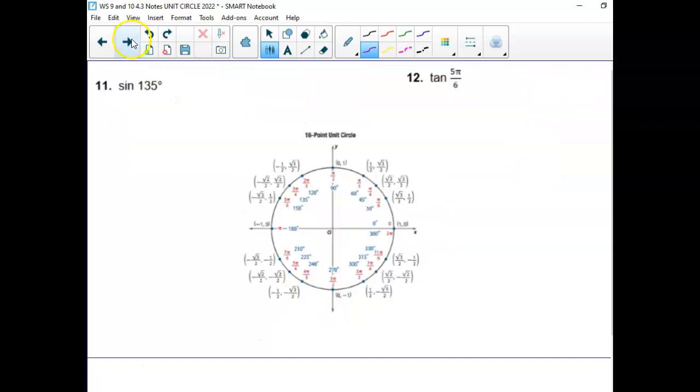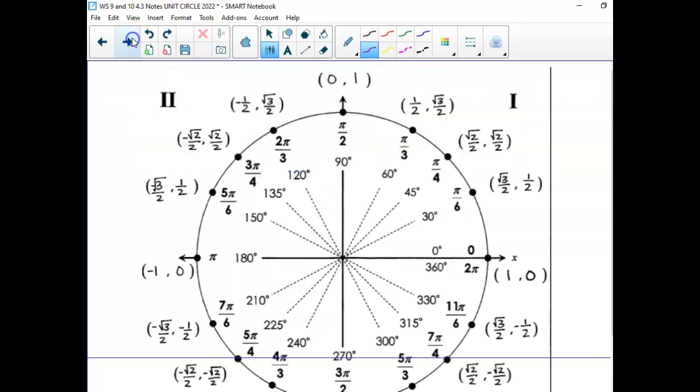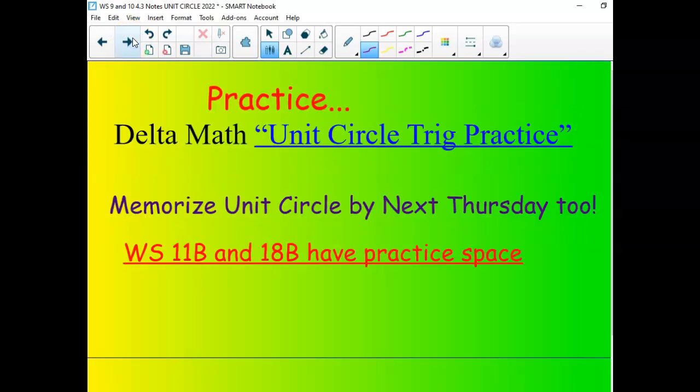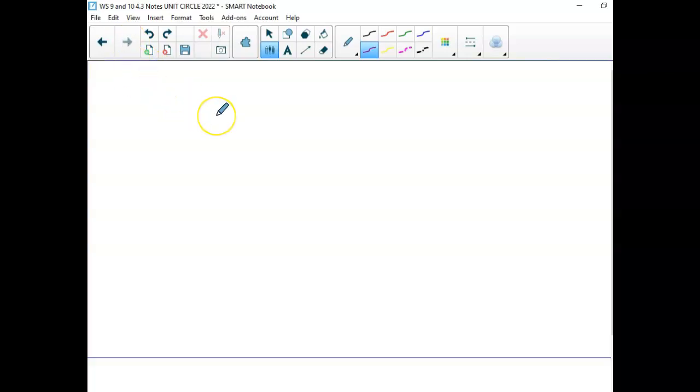Okay. Your homework is some Delta Math tonight. It's called unit circle trig practice, okay? And you need to work on memorizing the unit circle. I know we don't have time. Yeah, we have no time.